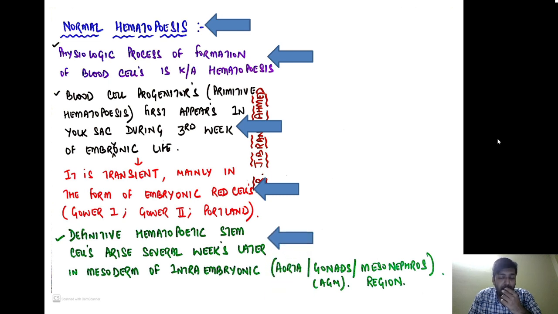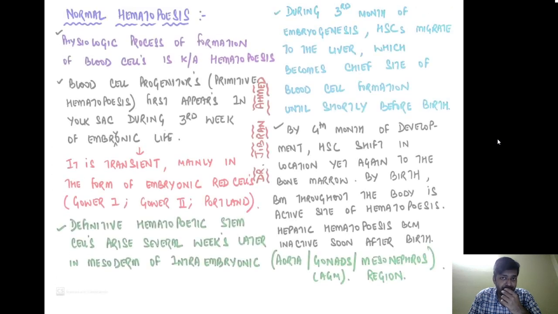But remember that the definitive hematopoietic stem cells arise several weeks later in the mesoderm of the intraembryonic AGM region, that is aorta, gonads, mesonephros region. So I repeat once again, definitive hematopoietic stem cells arise several weeks later in the mesoderm of the intraembryonic AGM region. AGM stands for aorta, gonads, mesonephros.